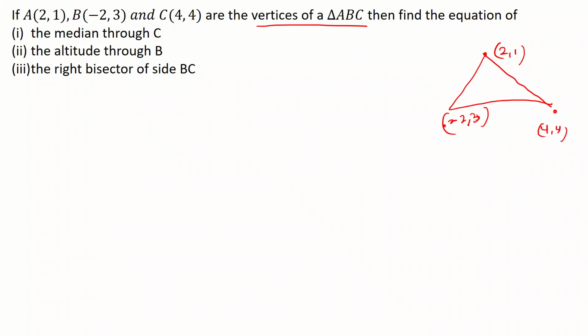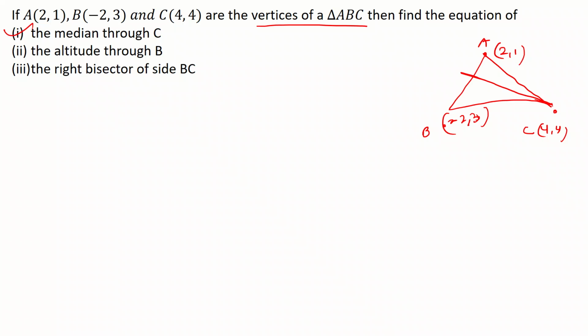Forgive me for my very dirty diagram. So these 3 are the vertices of a triangle. Then find the equation of the median through C. So this one was A, this one was B, and this one was C. So the equation of the median will be this, because it passes through the point C. Okay, so this is the median.